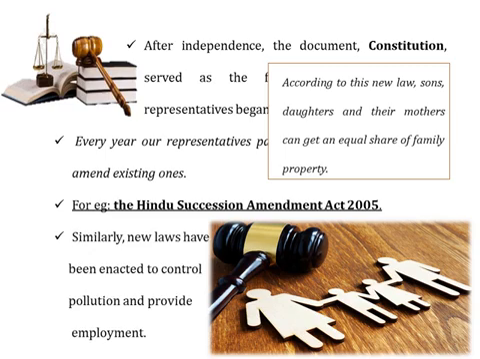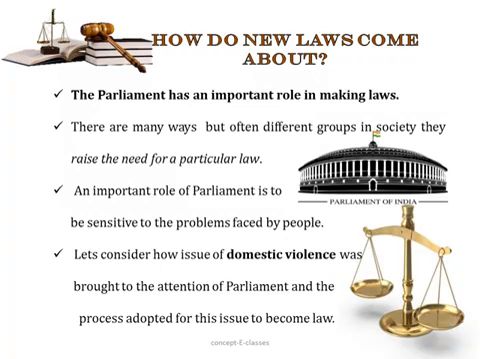Similarly, new laws have been enacted to control pollution, like the Air (Prevention and Control of Pollution) Act of 1981, etc. And even many laws were passed on employment, like the labor laws, and many laws have been amended as well. So we saw that every year new laws are being passed and many of the laws are being modified as well. So the next question is, how do new laws come into being? Let's see that in this topic.